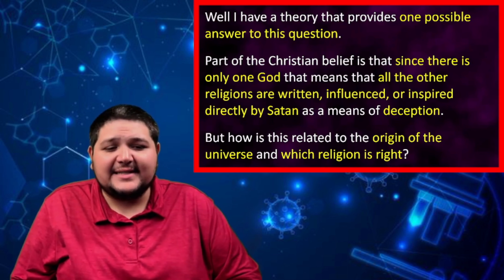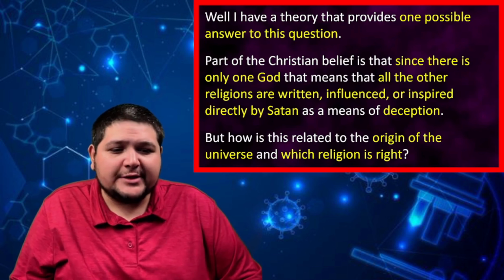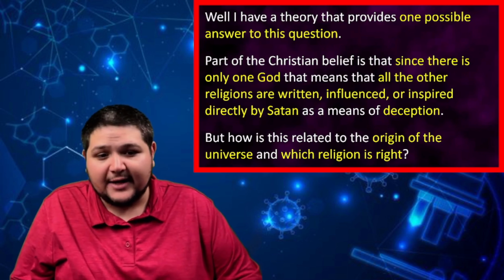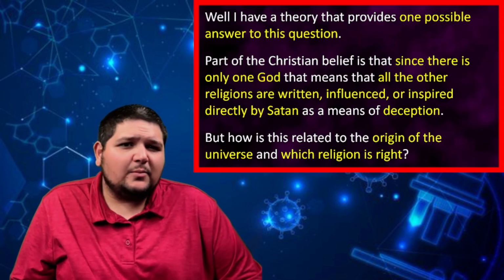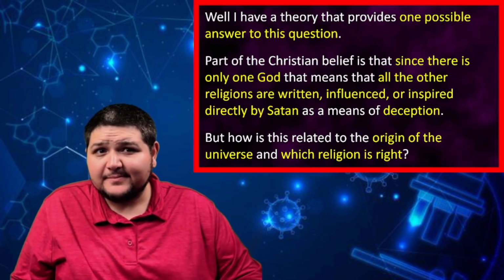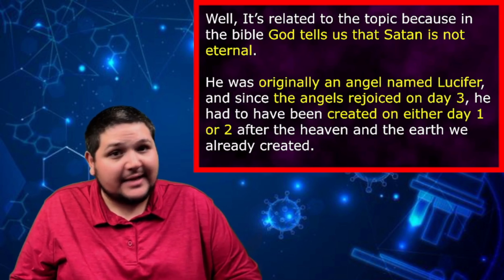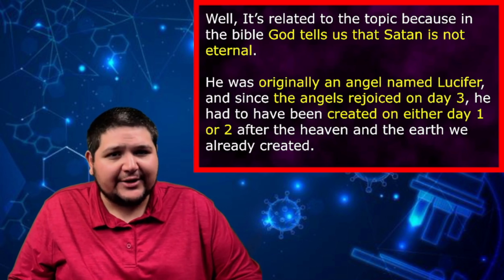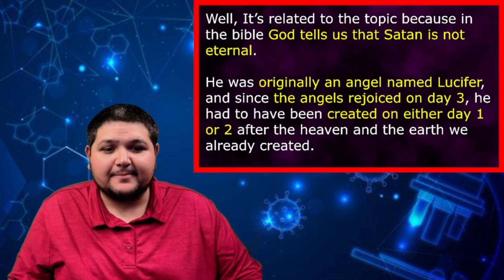Part of the Christian belief is that since there is only one God, that means all of the other religions are written, influenced, or inspired directly by Satan as a means of deception from the one true God. But how is this related to the origins of the universe, and does that explain which religion is right? Well, it's related to the topic because in the Bible, God tells us that Satan is not eternal. He was originally an angel named Lucifer, and since the angels rejoiced on day 3, he had to have been created on either day 1 or day 2 after the heaven and the earth were already created.